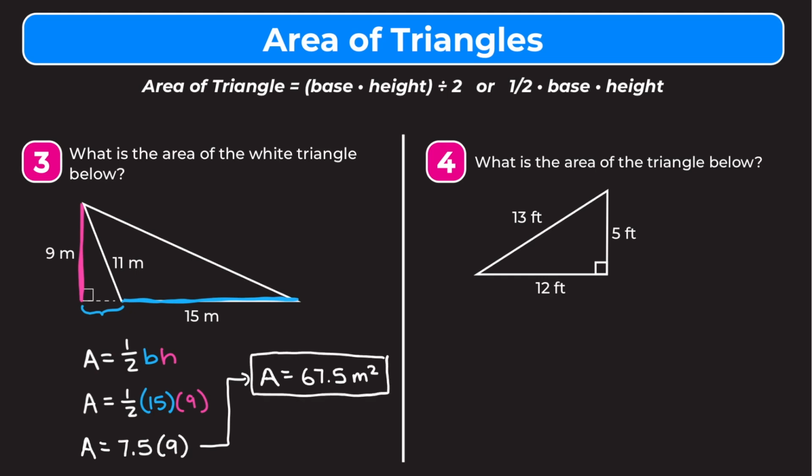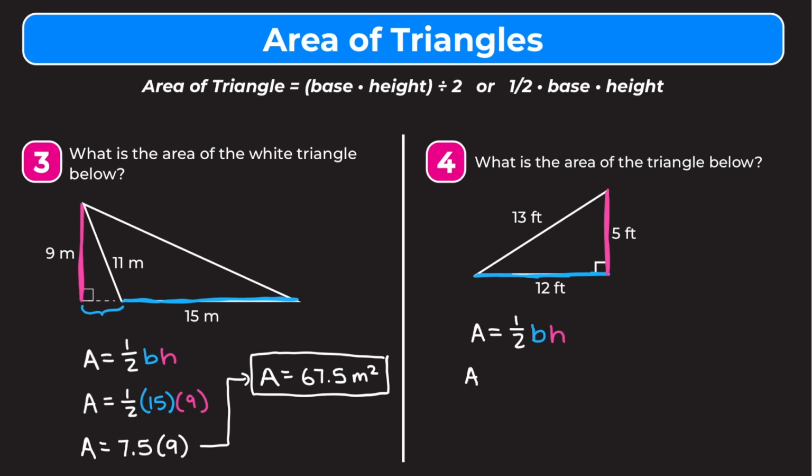For this last example, I encourage you to pause the video and try it on your own, and then you can watch me work through it to make sure you've done it correctly. Let's start by writing our equation. Area equals 1/2 times base times height. Now let's figure out what the base and height are. They need to be perpendicular. We're going to say this bottom side is our base, and it's perpendicular to this side on the right here, because they form a 90-degree angle. So that's going to be our height.